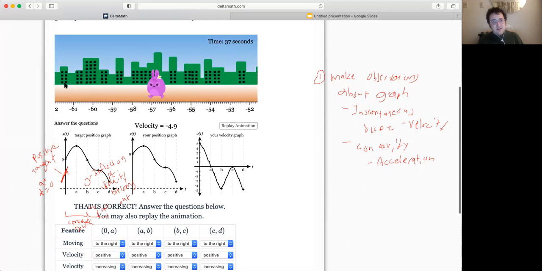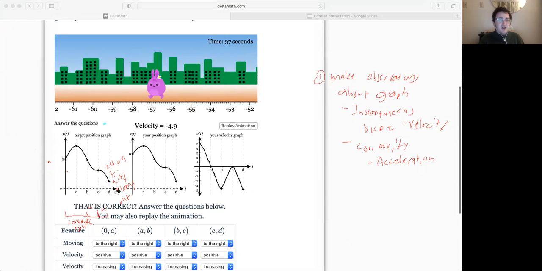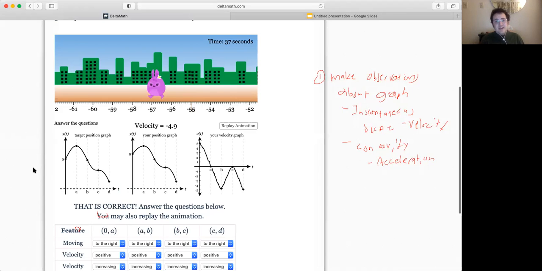Okay, so what happens here is that we have come up with a position graph that matches our target position graph, and it also is going to provide you with the velocity graph too. And what's great is that you can see that they are side by side, so to speak. It will not let you move on until you are correct. There's actually some pretty cool things here. You can actually replay the animation.